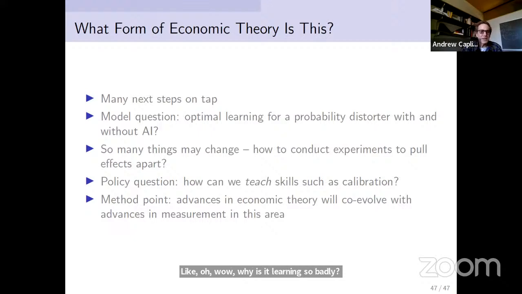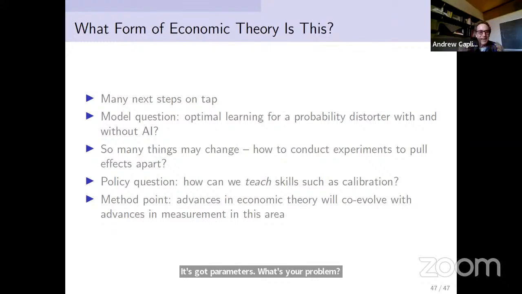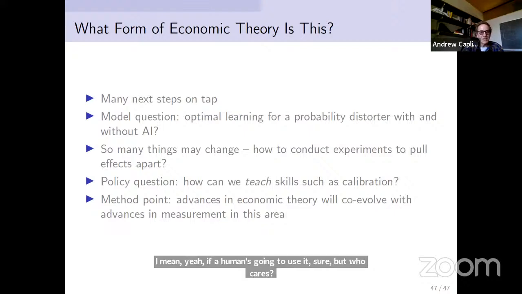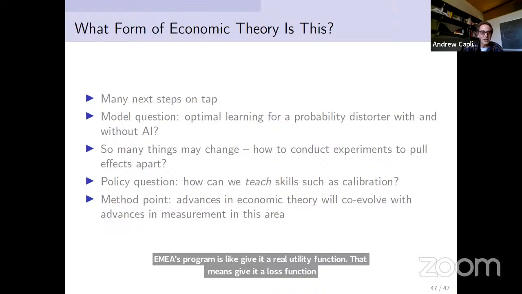They don't even bother in the literature discriminating all that much between proper and improper. They don't care. Like, it's a loss function. It's got parameters. What's your problem? So even just thinking the word proper, they'd say, well, yeah, if a human's going to use it, sure, but who cares? But Emir's program is like, give it a real utility function. That means give it a loss function in which what it says is at least honest.